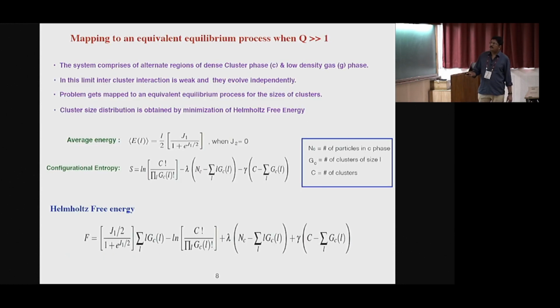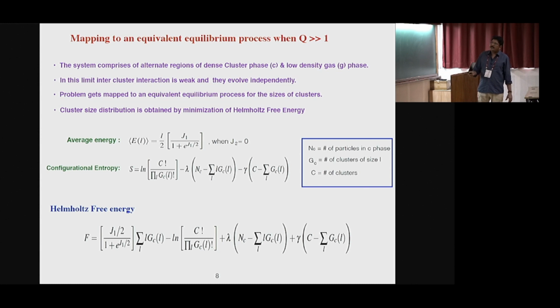For that, in the high Q regime, one can map this model to an equivalent equilibrium process. In this regime, typically you will have these different clusters, and once in a while, whenever a particle at the cluster edges flips its direction, it will quickly join the next cluster.